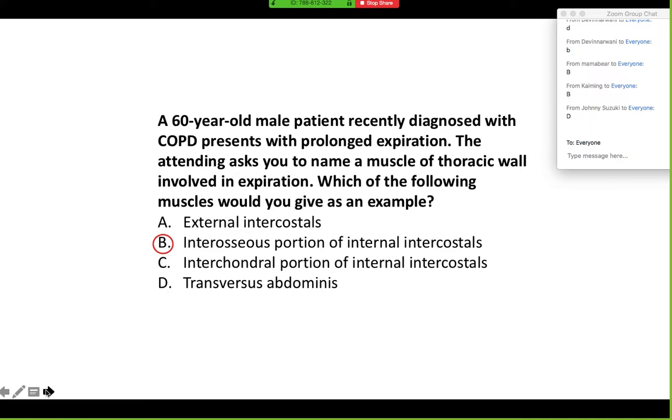All right, so the answer is B, interosseous portion of the internal intercostals. So A and C are going to be involved in inspiration, and then transversus abdominis, that's an abdominal muscle. So if you gave that to your attending, it is involved in expiration, but it's not part of the thoracic wall.